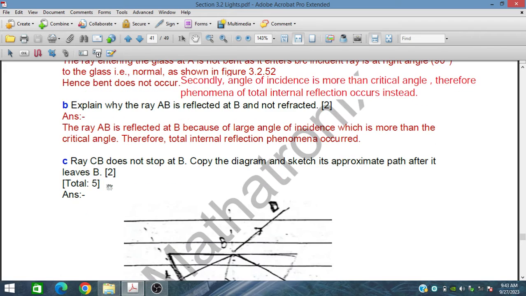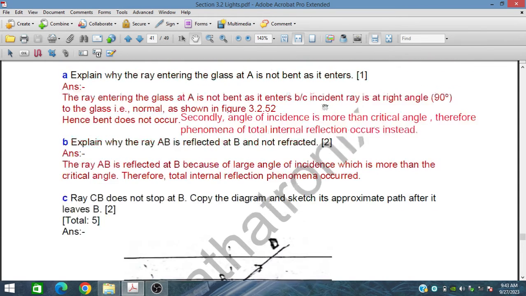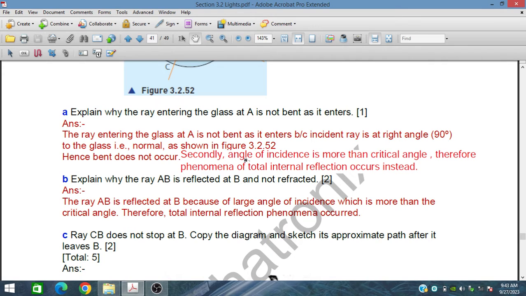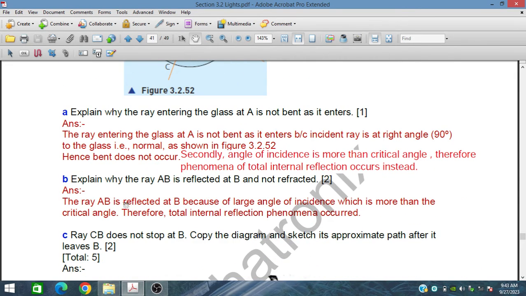B part, explain why the ray AB is reflected at B and not refracted. It is reflected at B because the angle of incidence is greater than the critical angle. So this is again the same answer. The angle of incidence is more than the critical angle, therefore the phenomenon of total internal reflection occurs.